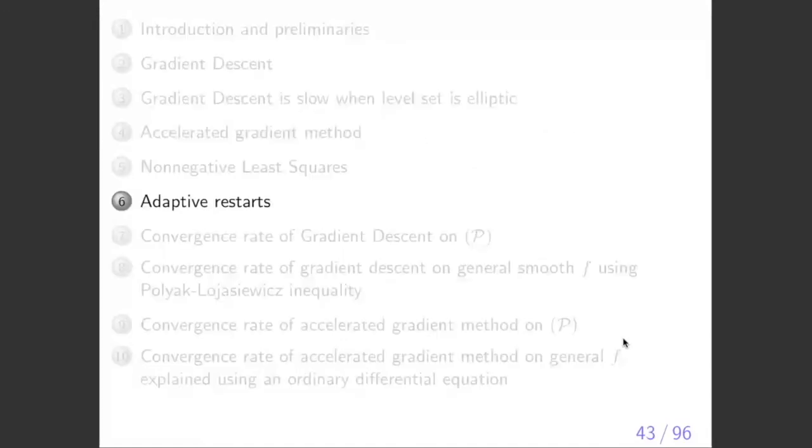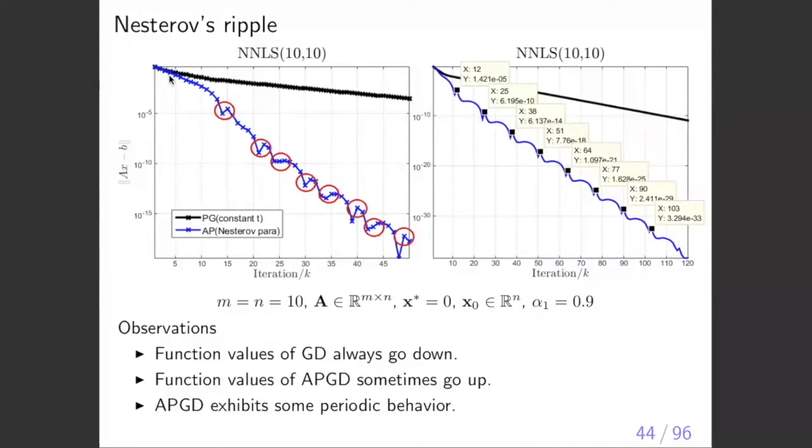Adaptive restart. First look at the observation. This thing is called Nesterov ripple. That is, it goes down and then goes up, and then goes down and then goes up. And you see this pattern repeat itself. And furthermore, you see this pattern is periodic.